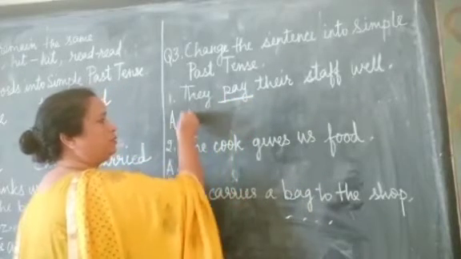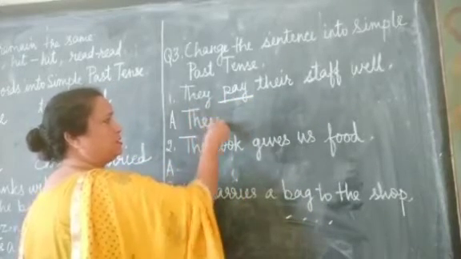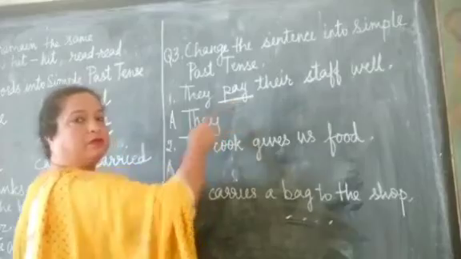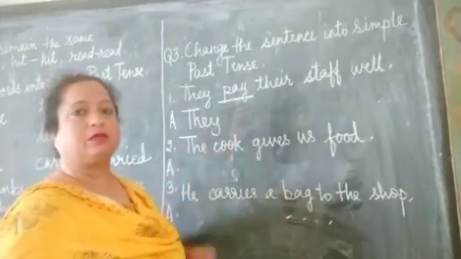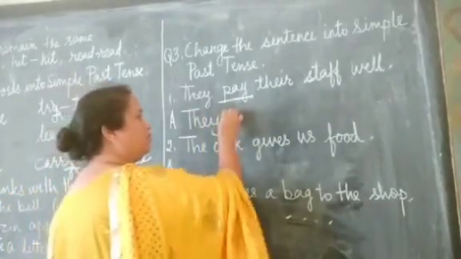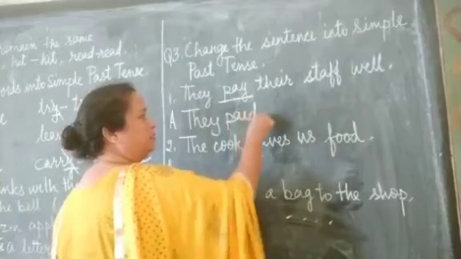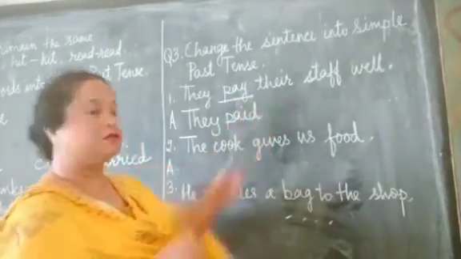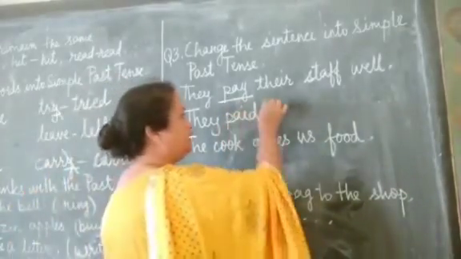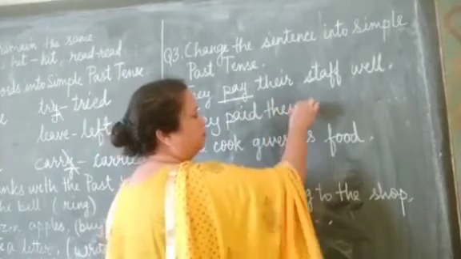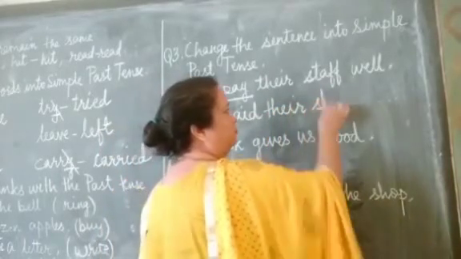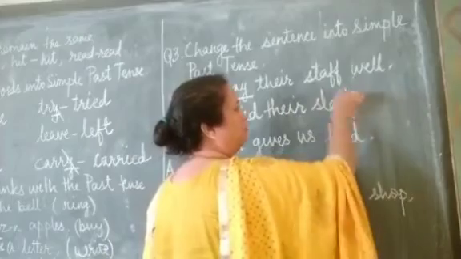So what do we do? We write the subject as it is, and then we change the verb that is in the present tense to the past tense. So pay will become paid. And then we write the rest of the sentence. So they paid their staff well.